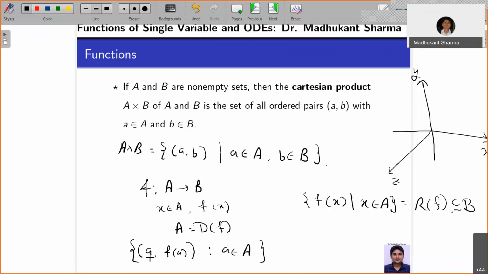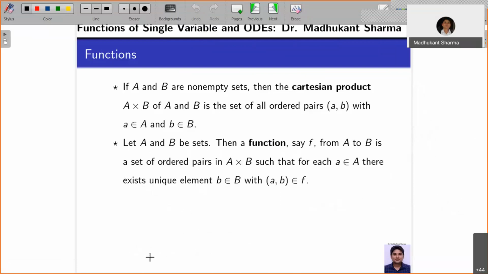Right. So let A and B be sets, then a function f from A to B is a set of ordered pairs in A cross B such that for each A, there exists a unique element B in B with (A, B) belonging to f. We define this B as f of A. So this is the definition of a function. Now what I mentioned just now, the domain of f and the range, we are going to define now.